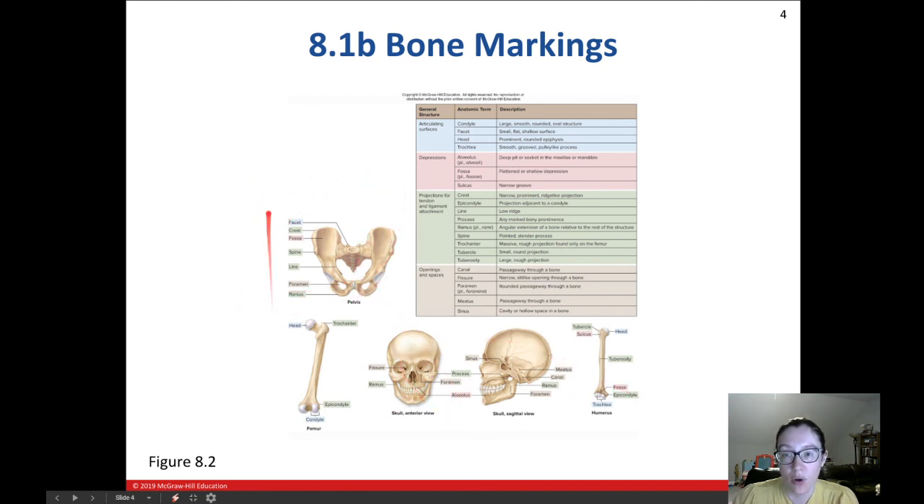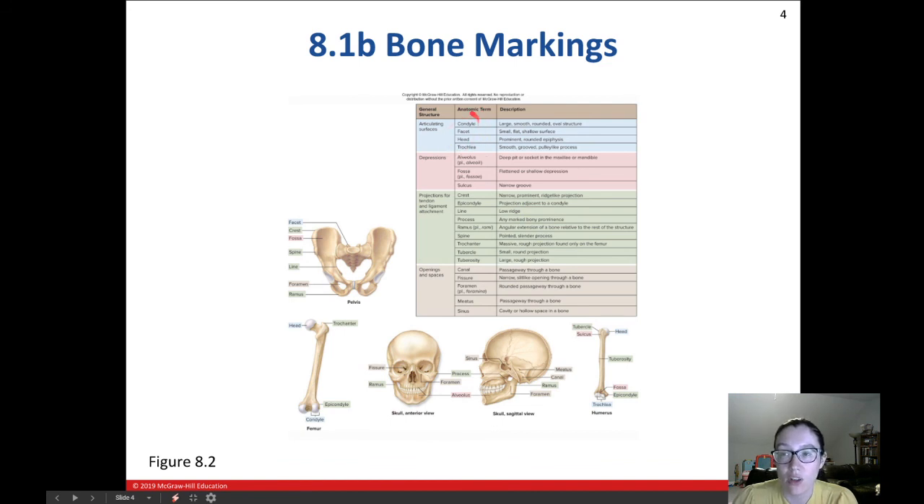The names of these markings have meaning, and if you know a little bit about what the names are, it'll help you figure out either what the marking looks like or where it might be located. So if you have something that's located on an articulating surface, an articulating surface means part of a joint. It's where one bone meets another bone. Usually things on articulating surfaces or near joints are going to be named condyles, facets, heads, or trochleas.